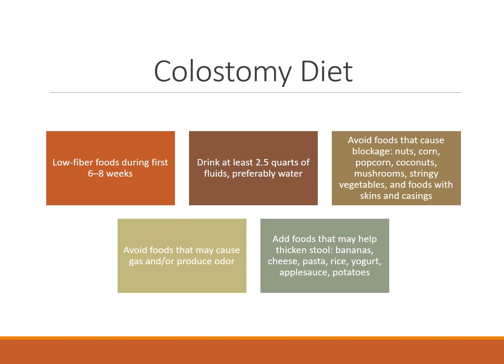Foods that may cause stomal blockage: bean sprouts, cabbage, celery, coconut, corn, dried fruit, mushrooms, nuts, peas, pineapple, popcorn, seeds, and skin from fruits and vegetables. Some foods that may help to thicken the stool: applesauce, bananas, cheese, creamy peanut butter, pasta, potatoes, rice, tapioca, yogurt. Some foods that may decrease odor: buttermilk, kefir, parsley, yogurt.